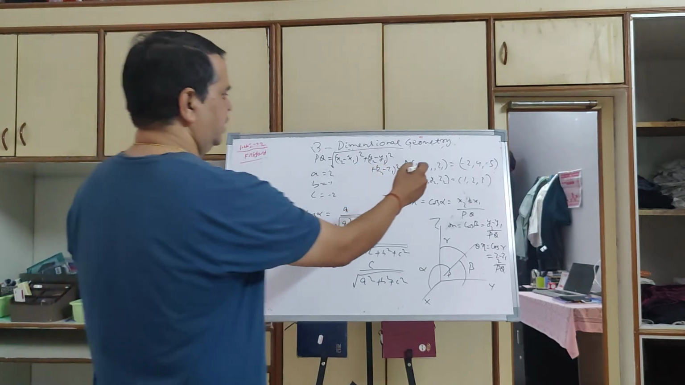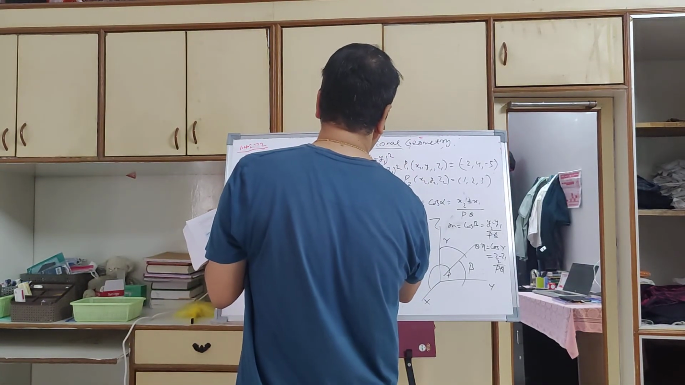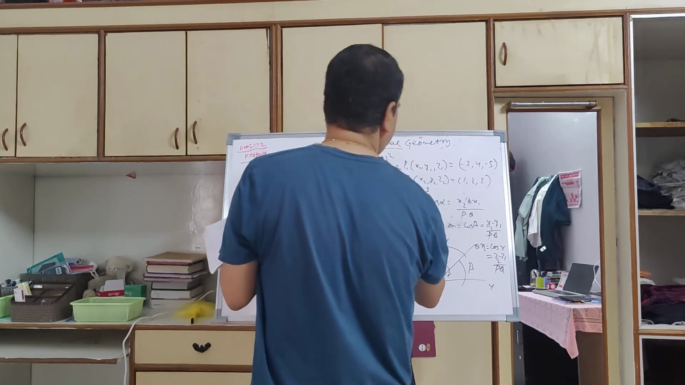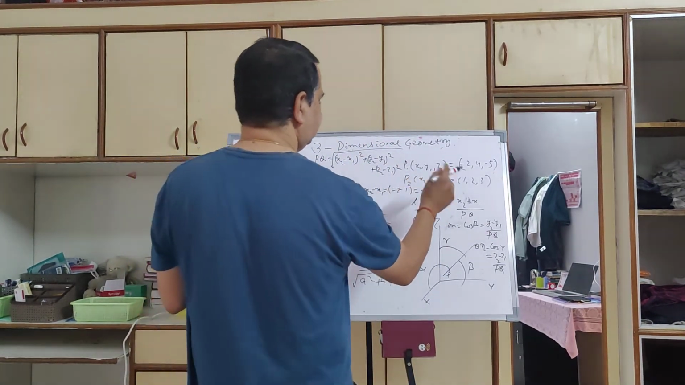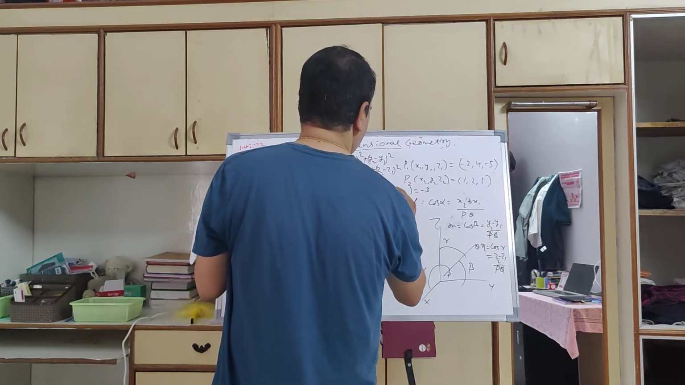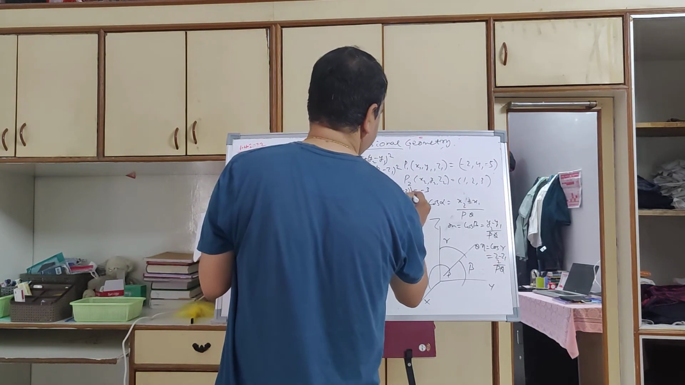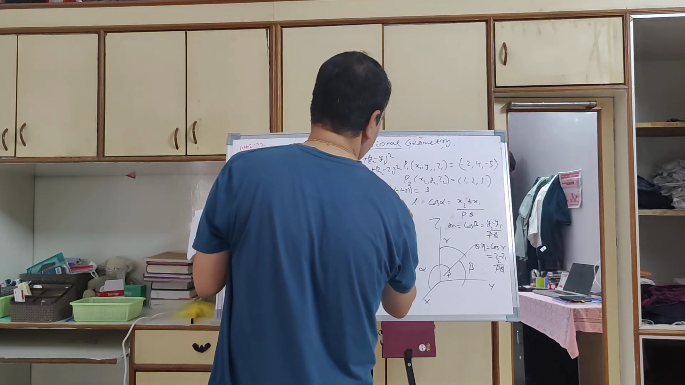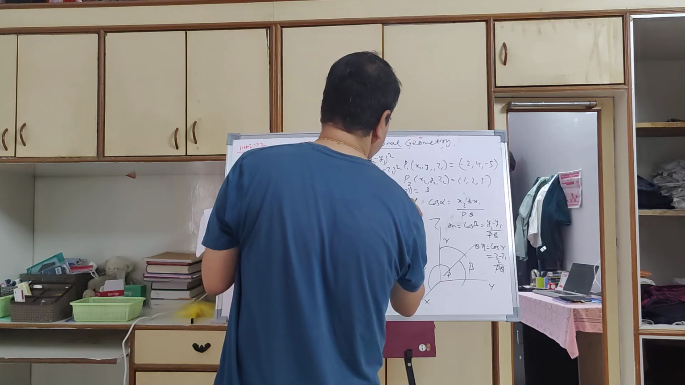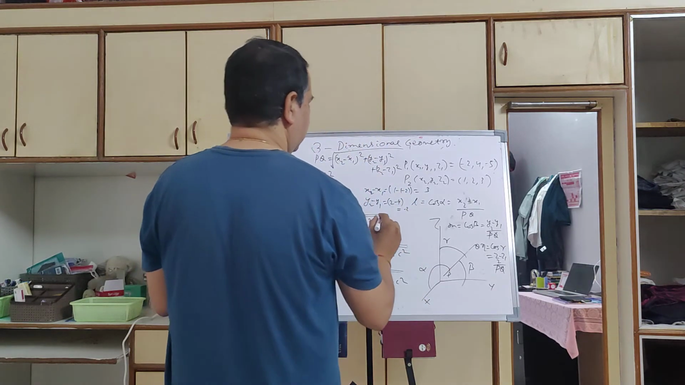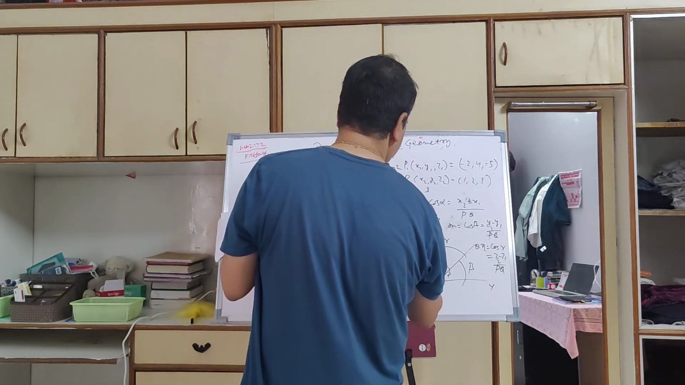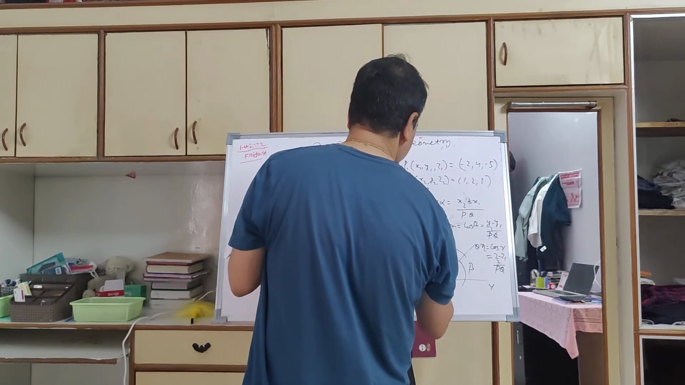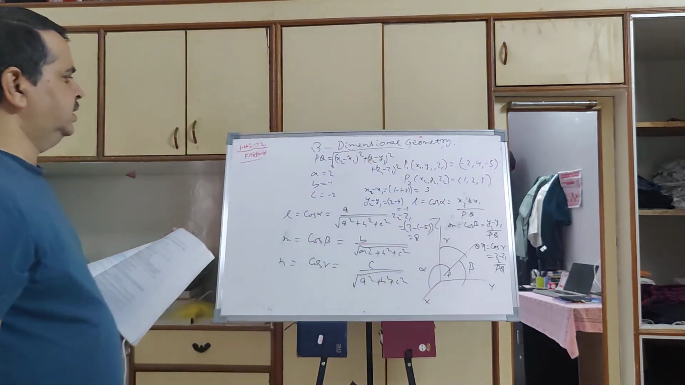So you know x2 minus x1. What is x2 minus x1? It is 1 minus minus 2, which is 3. Similarly, y2 minus y1 is 2 minus 4, which is minus 2. Then z2 minus z1 is 3 minus minus 5, which is 3 plus 5, equal to 8. So you know all these things.